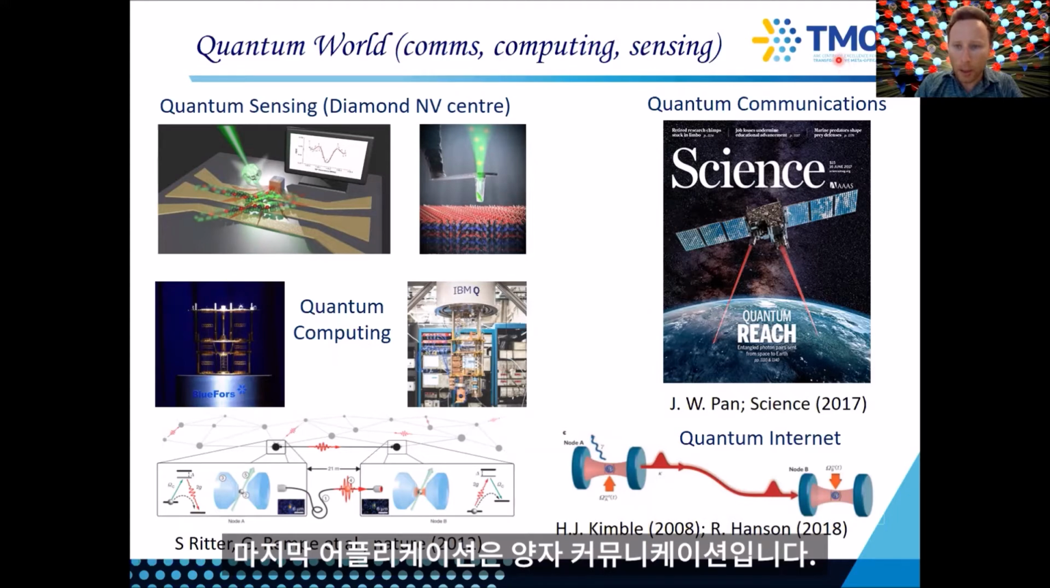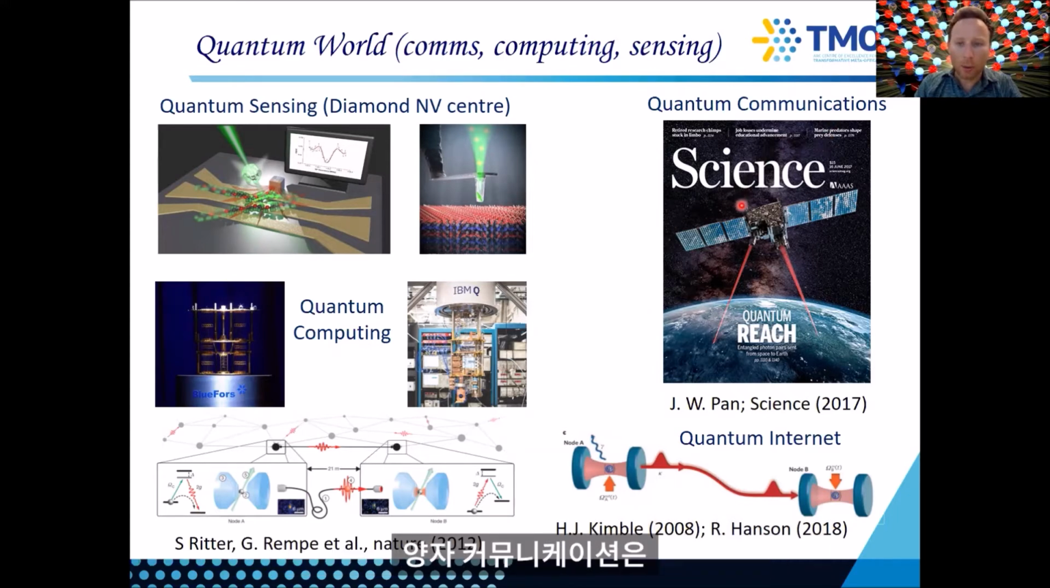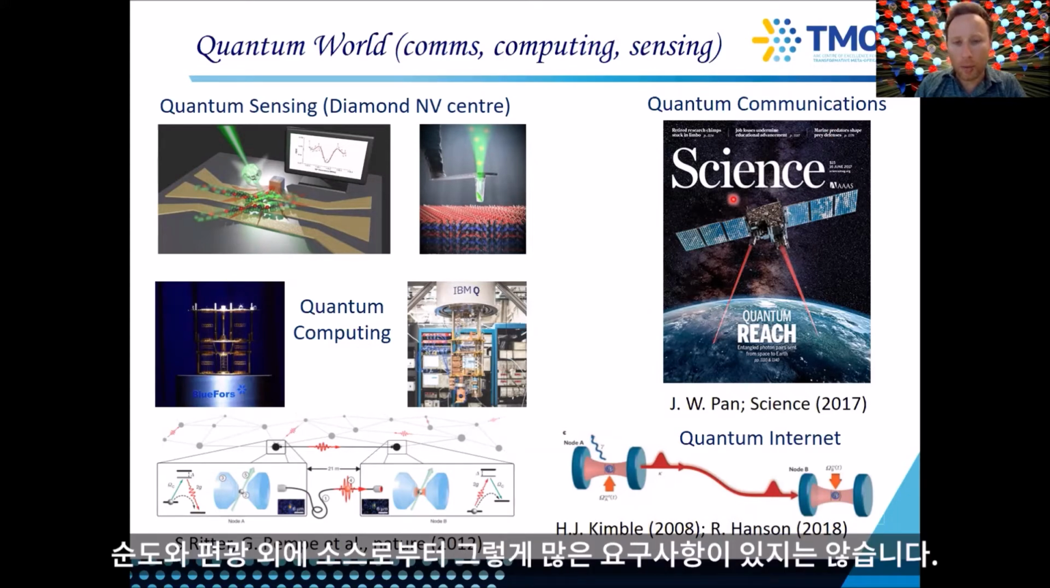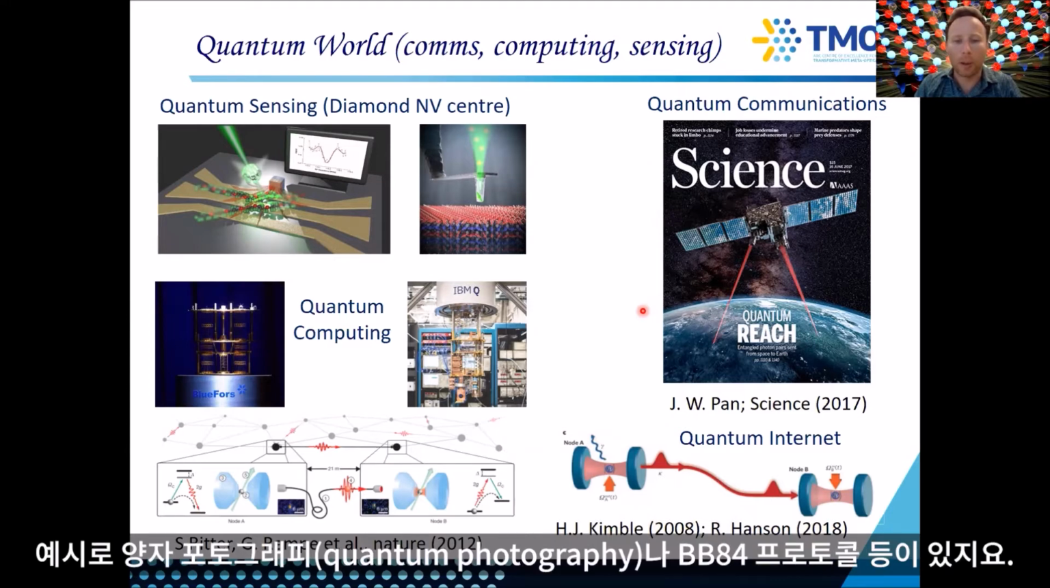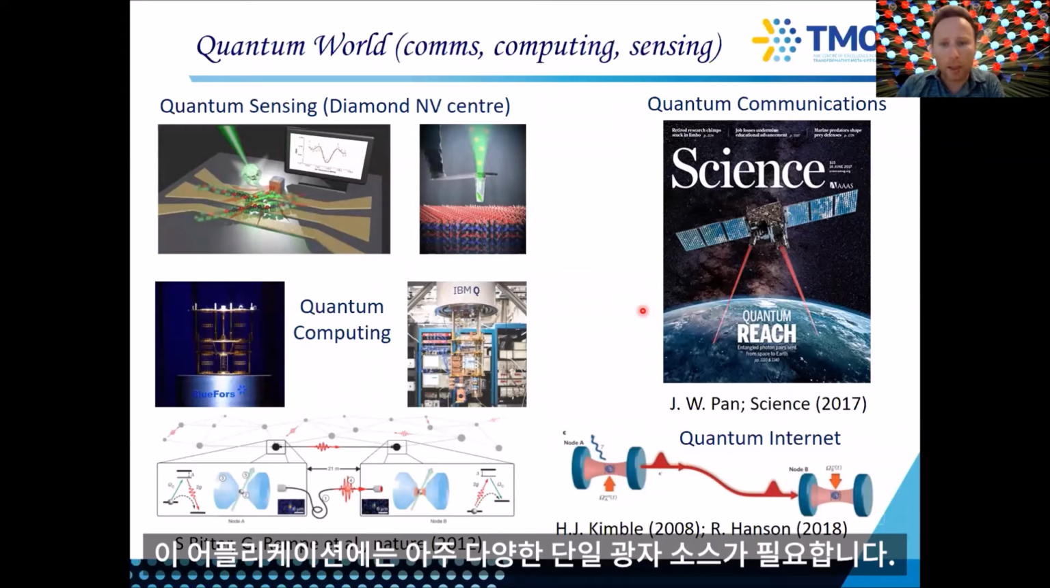And the final application is quantum communication. Quantum communication does not place as much demand on your source apart from purity and polarization. So if your source is highly pure, you can potentially perform quantum communication protocols such as quantum cryptography, employing, for example, the BB84 protocol or others. So for this application, you basically only need a very bright, pure single photon source.